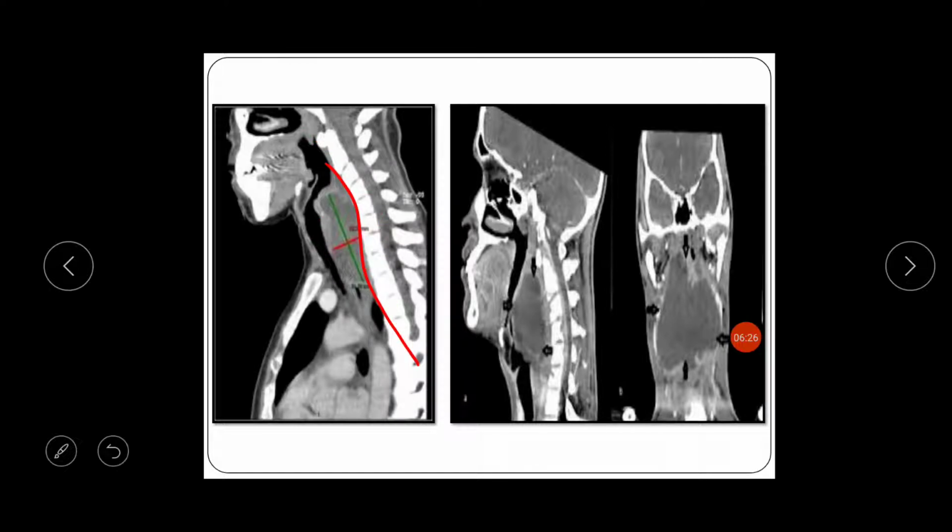It has extended from the oropharynx up to the larynx and behind the inferior part of the larynx area. So the retropharyngeal space can reach up to the trachea. This is the larynx. So this retropharyngeal abscess can compress the larynx and can cause difficulty in swallowing and difficulty in breathing also.